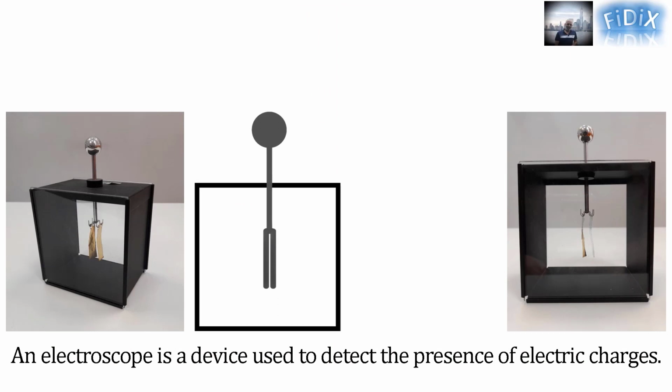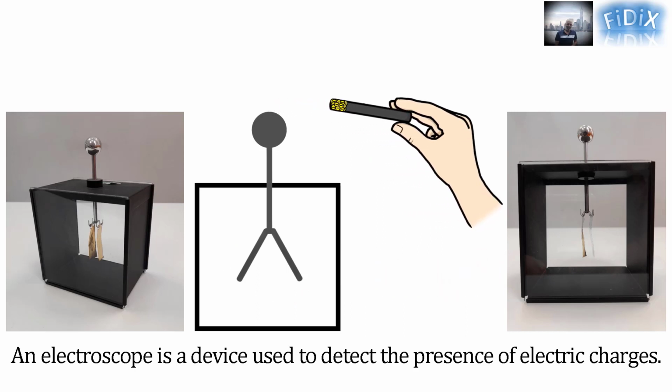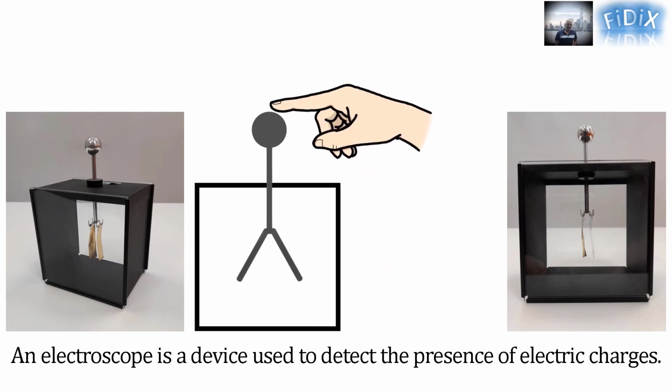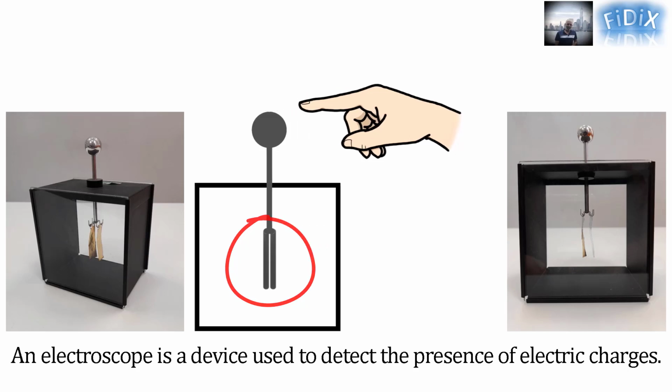We bring a charged ebonite rod and put the charged end of the rod in contact with the ball of the electroscope. The leaves of the electroscope spread apart. If we touch the ball of the electroscope afterward, the leaves of the electroscope revert back to their initial position.